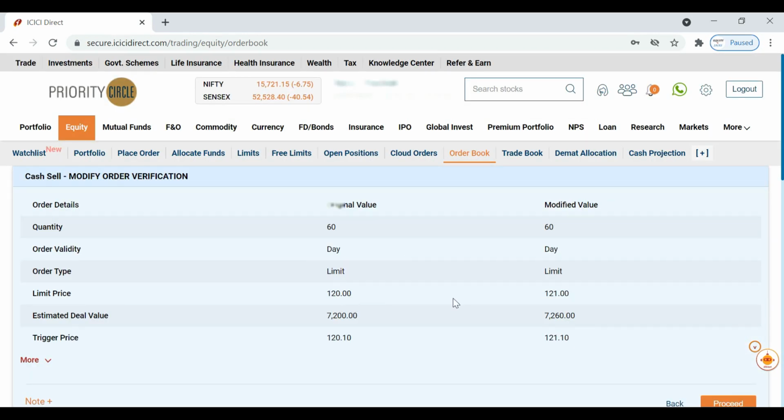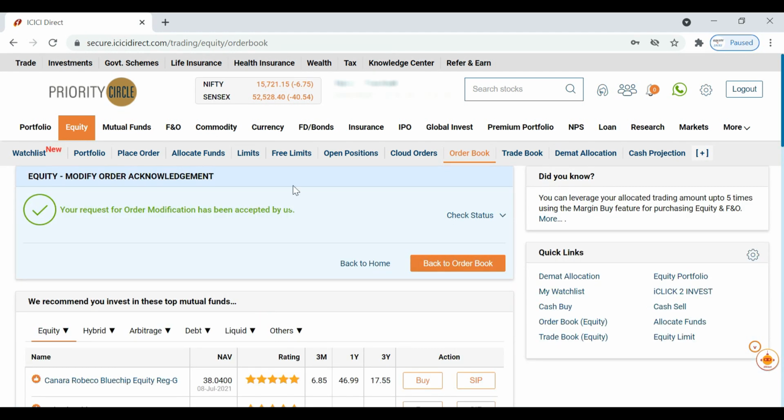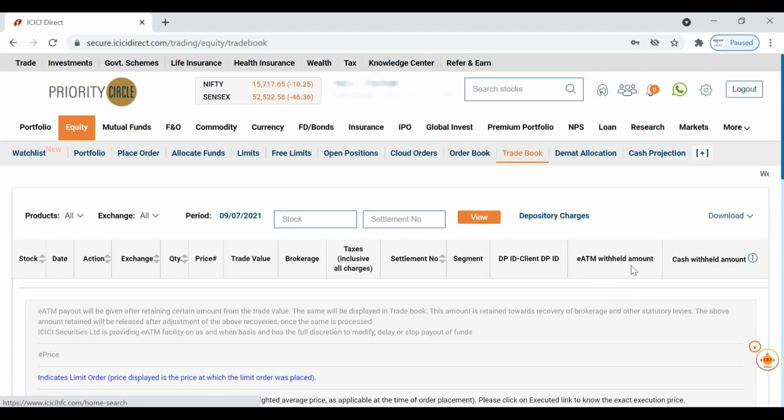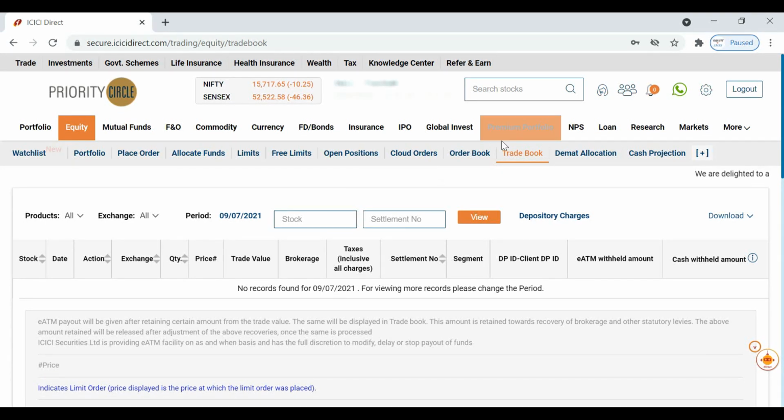Now you can see what modifications were done. Earlier the limit price was 120, now it is 121, and earlier the trigger price was 120.1, now it is 121.1. The quantity remains the same. Then you have to give proceed. Your order modification has been accepted. Now in our order book you can see it is modified. So this is the way we can keep a stop loss. When the current market price comes to this level, only then will this order be enabled. Once it is executed, you can see that order in our trade book. As it is not executed, it is not showing in the trade book.